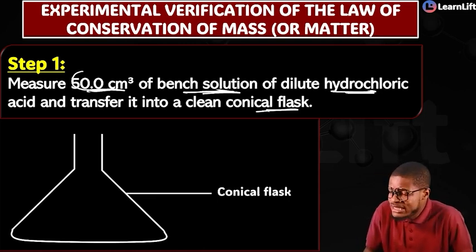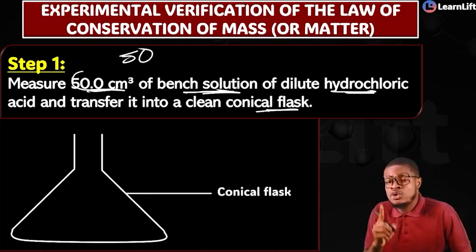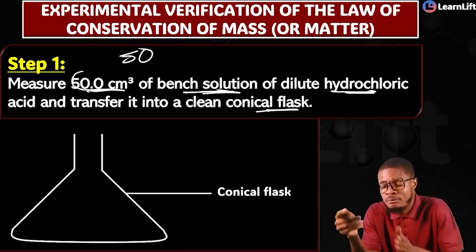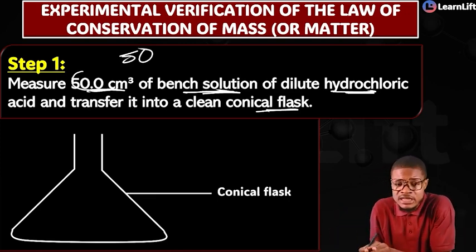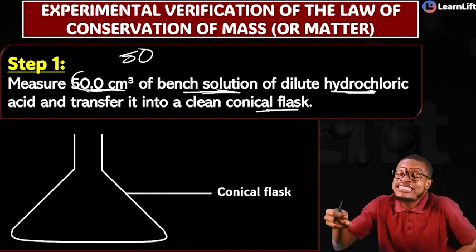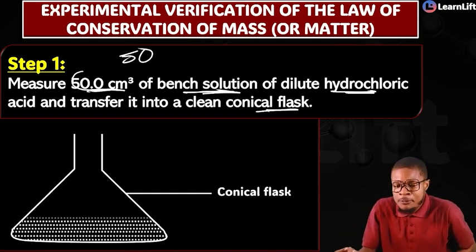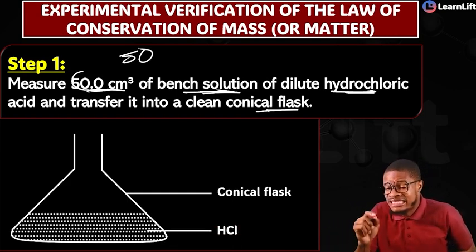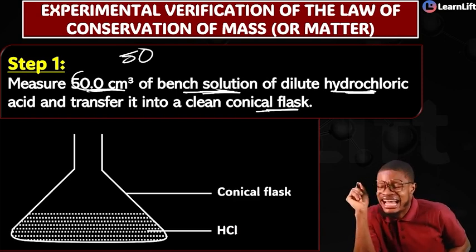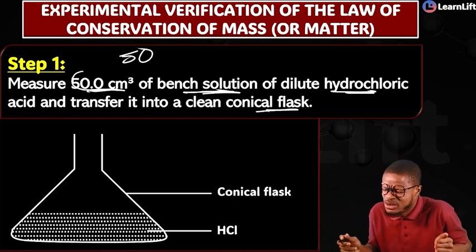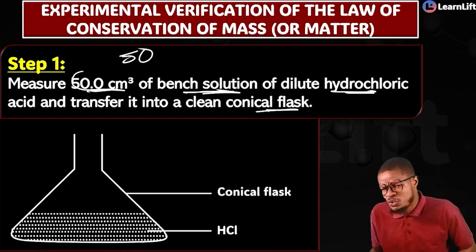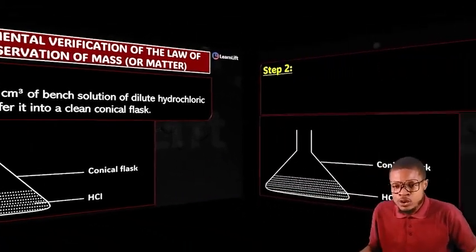Measure 50 cm cube of bench solution of dilute HCl. So measure HCl, 50 cm cube, and transfer it into a clean conical flask. So I'll pour it into the conical flask, and this is my dilute HCl. I am Sir Peter. Talk to me. Follow me. What is step 2, very quickly?